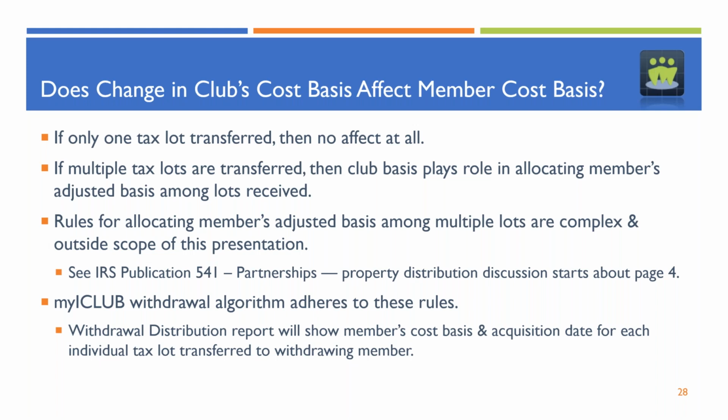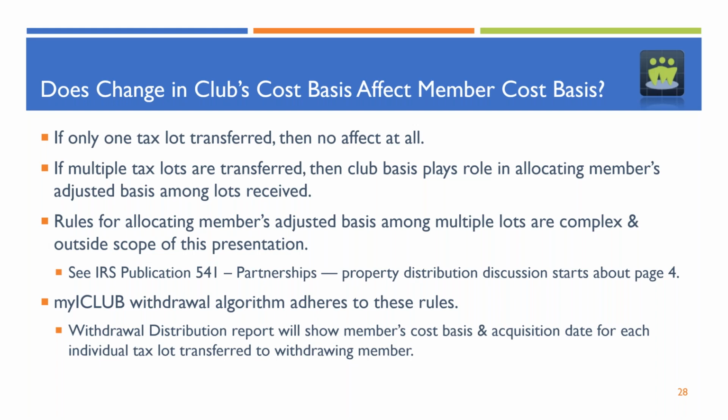Now, the algorithms for allocating cost basis to the withdrawing member of all the securities transferred is covered and follows the IRS rules, so you don't have to worry about it. You don't have to try and do any calculations. And the member withdrawal distribution report shows each individual tax lot. It shows the club's cost basis, and it also shows the member's cost basis in the shares transferred.